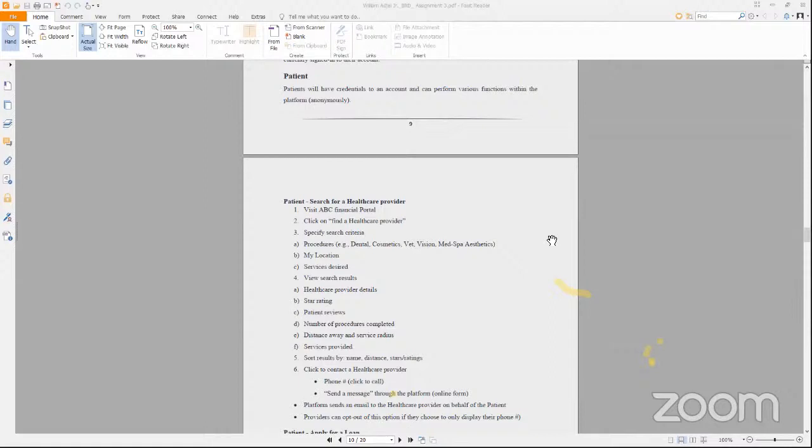Okay, great. Yeah. So it's a platform we are building, and there are two ways a patient can request a loan. Either through the healthcare provider, or the patient goes to the platform by himself or herself to apply for the loan.